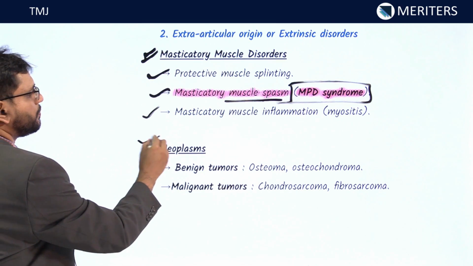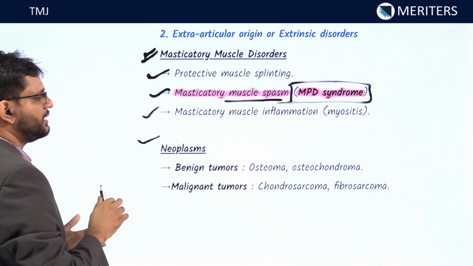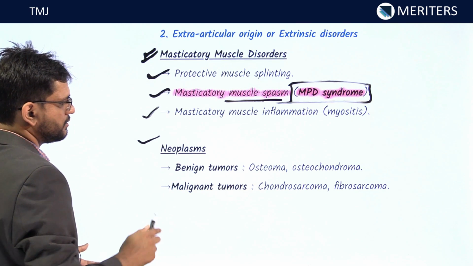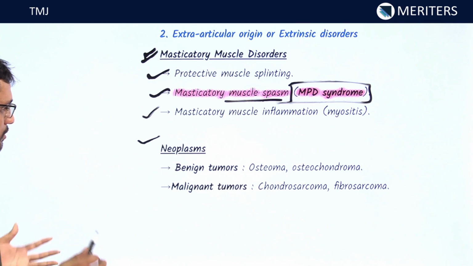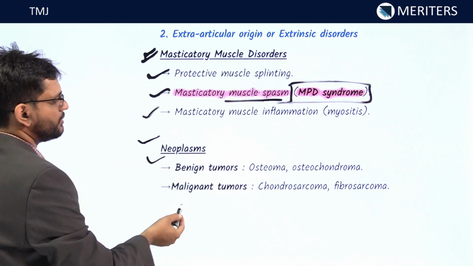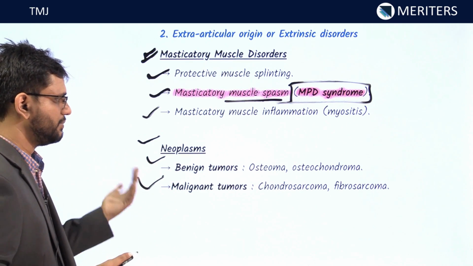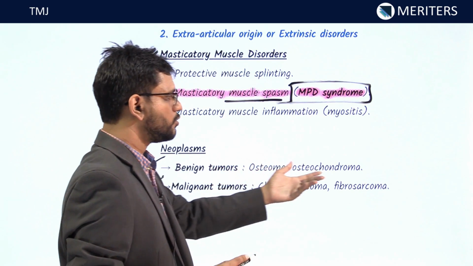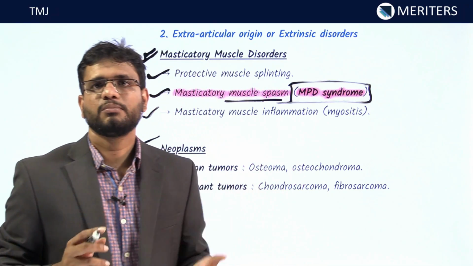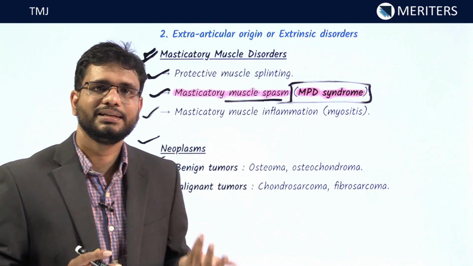Sometimes there can be neoplasms beyond this particular TMJ cavity, and benign tumors can be there and malignant tumors can be there. Benign tumors like osteoma and osteochondroma, and chondrosarcoma and fibrosarcoma, these two are the malignant tumors.